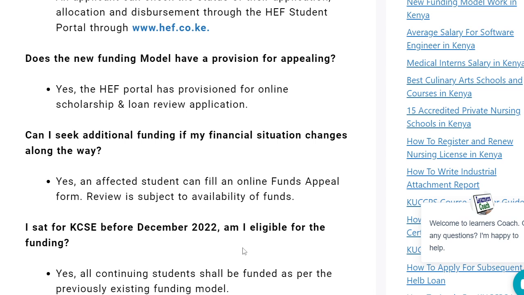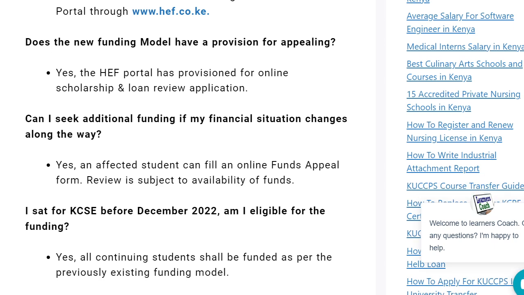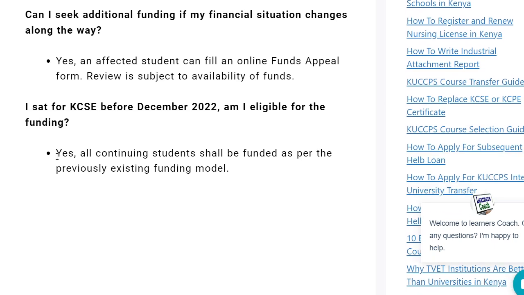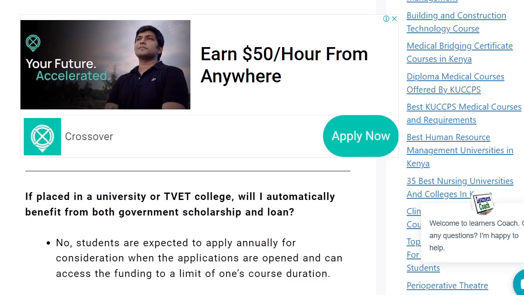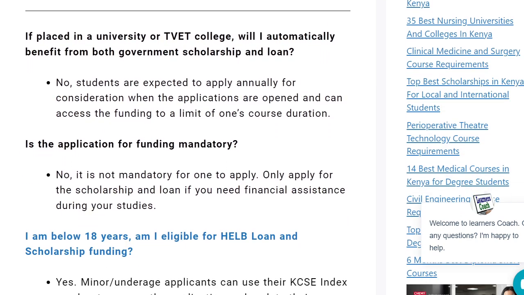Now, there's this other question. I sat for KCSE before December 2022. Am I eligible for the funding? So yes, all continuing students shall be funded as per the previously existing funding model, but not the new funding model. So if you started your KCSE before December 2022, you can still use the previously existing funding model.